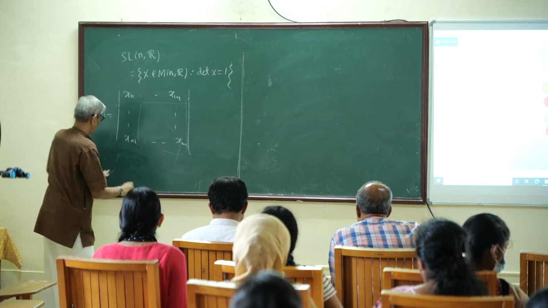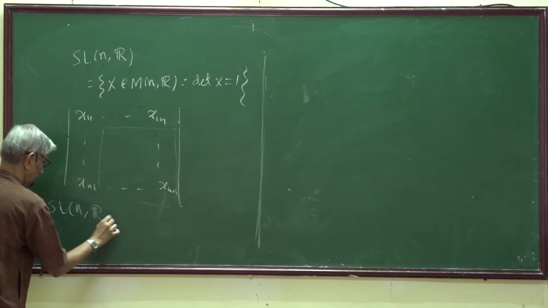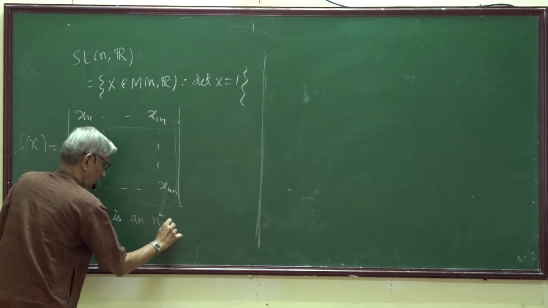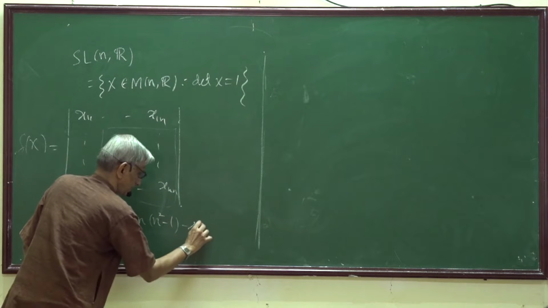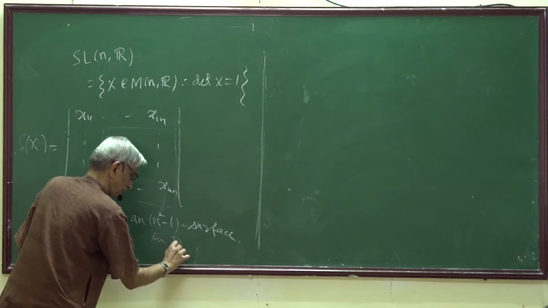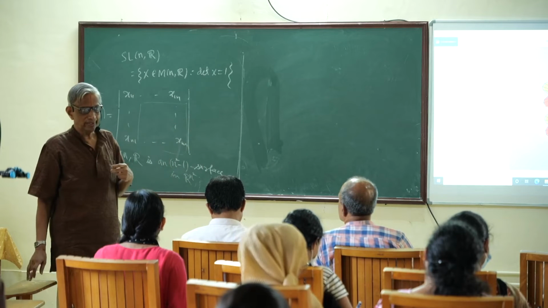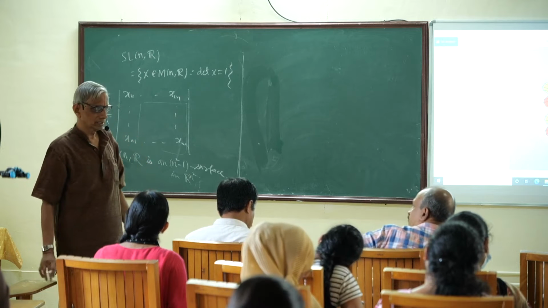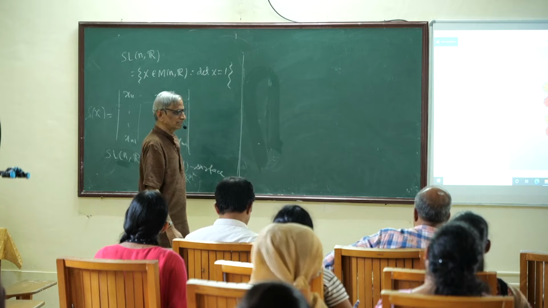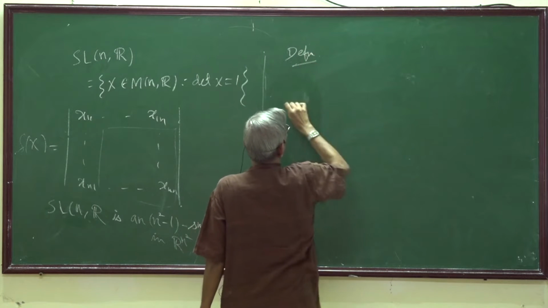SL(n,R) is an n squared minus 1 dimensional surface in R^(n squared), or M_n(R). So we also defined tangent vectors yesterday, right? So let's recall the definition and try to calculate some tangent vectors.